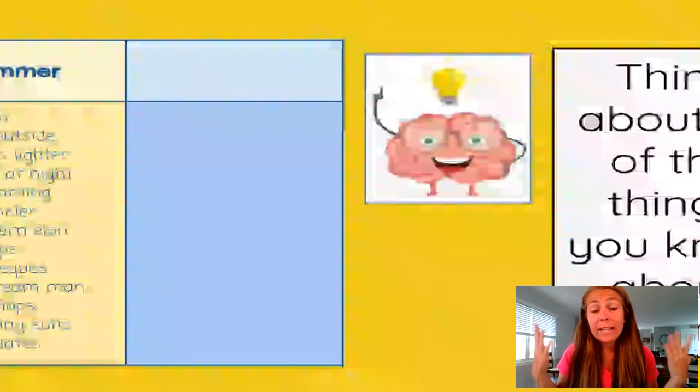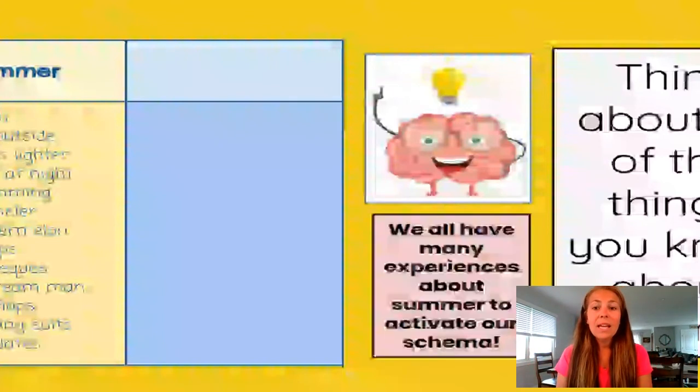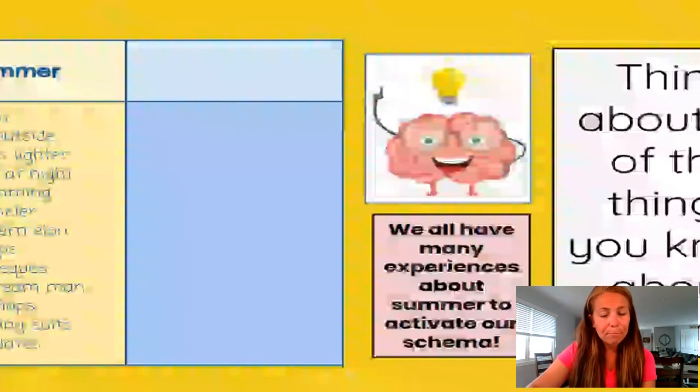Were there other ideas or thoughts that came to mind that are not on this list? Remember, it's our own personal schema. So we might have things that we relate to summer or that we love about this season that maybe someone else didn't write down here, or that you always do with your family. So we can add more words to these lists. The possibilities are endless here. So, we all have many experiences about summer to activate our schema.